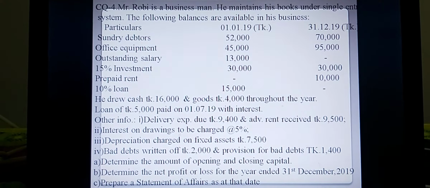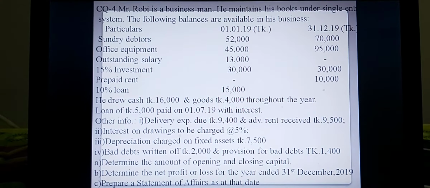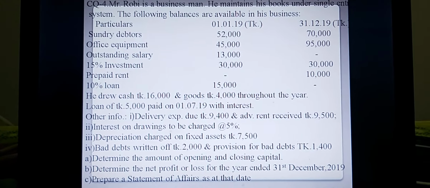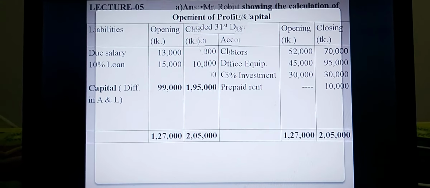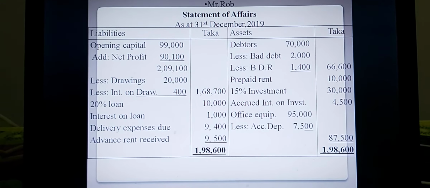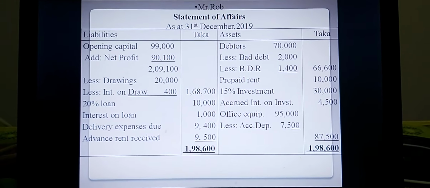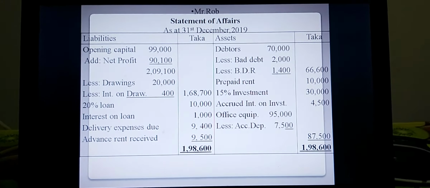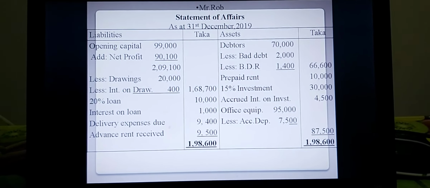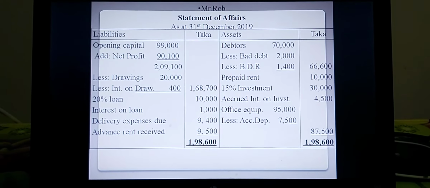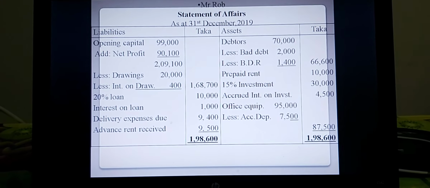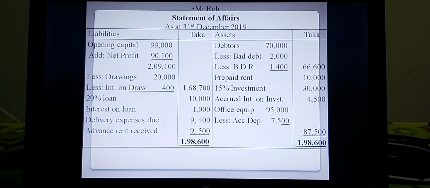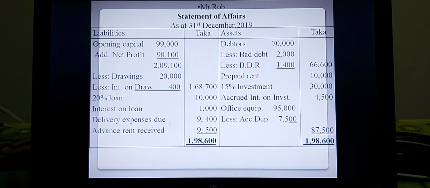So closing amounts are to be taken from the statement. We have already completed the liabilities and capital side. Now you can take the assets, all asset items of closing. So now you can start with debtors, taka 70,000 for closing amount. Bad debt and bad debt reserve will be deducted from the amount of debtors. Bad debt taka 2,000 is available in other information, and bad debt reserve taka 1,400 in other information. Totally 3,400 to be deducted from the 70,000. At this moment net debtors were taka 66,600.